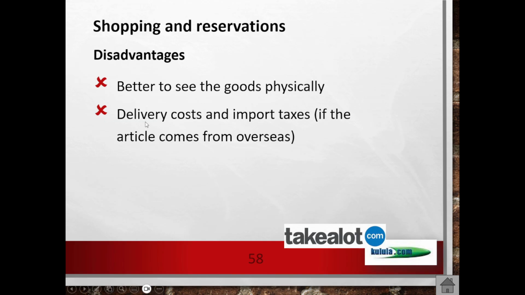Then, speaking of Temu, there are delivery costs and import taxes. So what I've seen with Temu, for example, I ordered goods to the value of about 350, 360 Rand. And the minute it came into the country, there was an import tax of about 85 Rand or so. So these are things you need to bear in mind when you are ordering online as well.